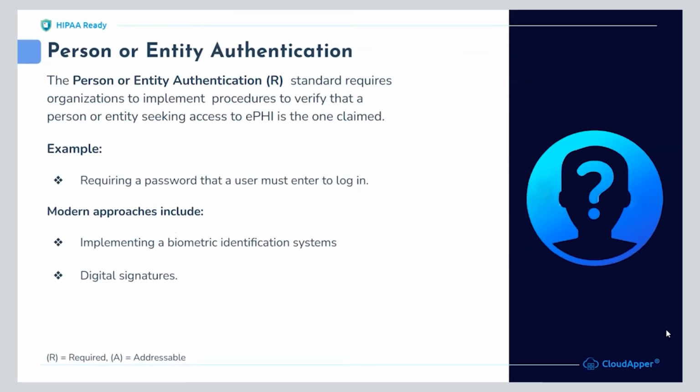Person or entity authentication. The person or entity authentication standard requires organizations to implement procedures to verify that a person or entity seeking access to EPHI is the one claiming to be. Example: requiring a password that a user must enter to log in. Modern approaches include implementing a biometric identification system or digital signatures.